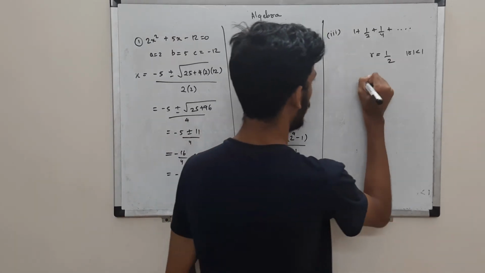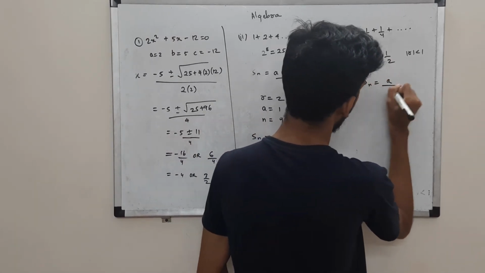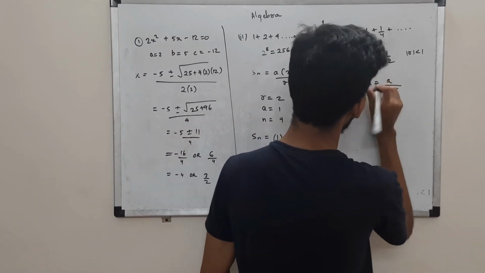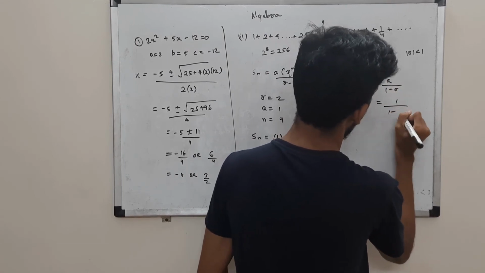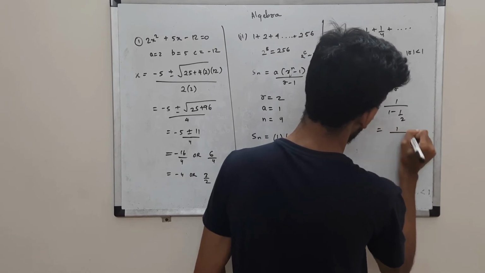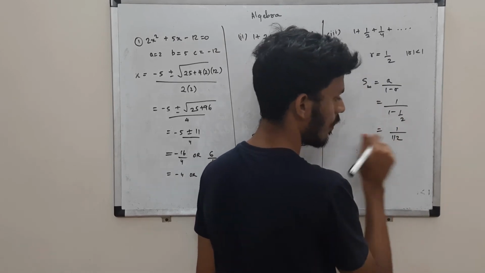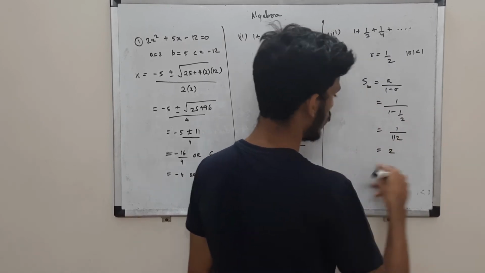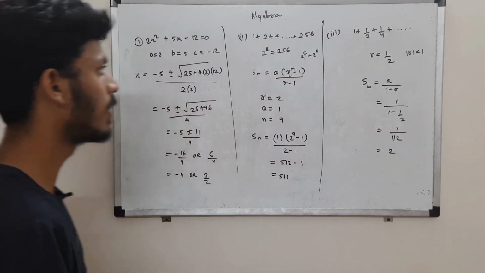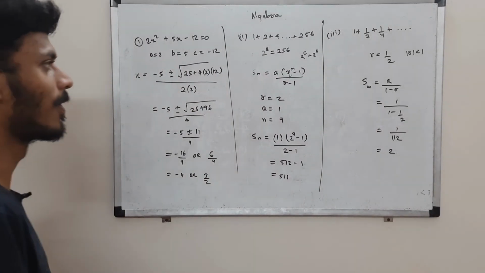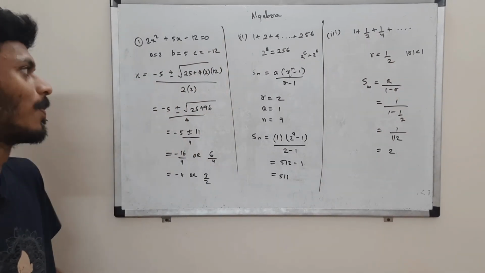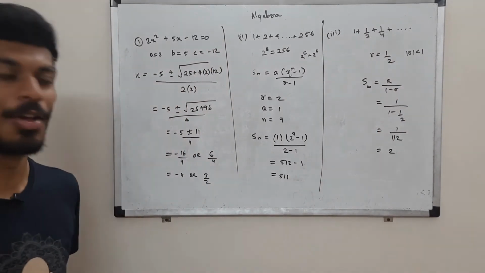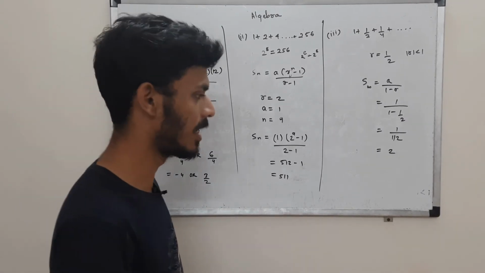And the sum will be given as a upon 1 minus r. In case of an infinite sum, it is a upon 1 minus r. a is 1, r is half, so 1 upon 1 minus half, which is half, and that half will go on top as 2. So the sum of that GP is 2. Although there are infinite terms, the sum is 2. Isn't that fascinating? So that's the algebra part of it.